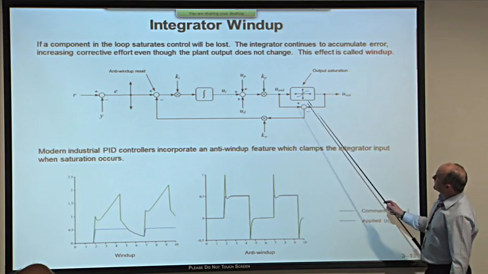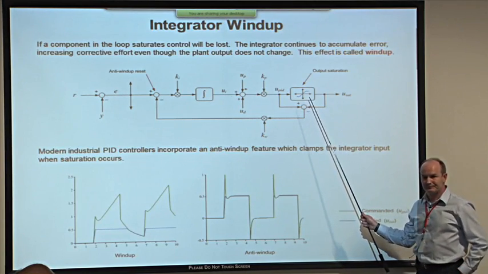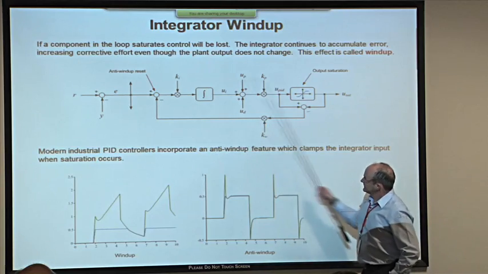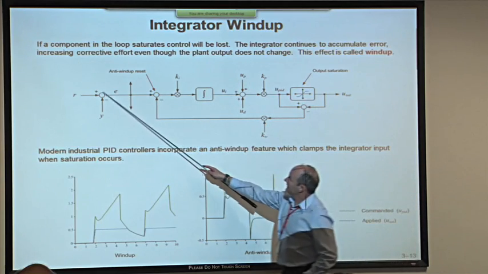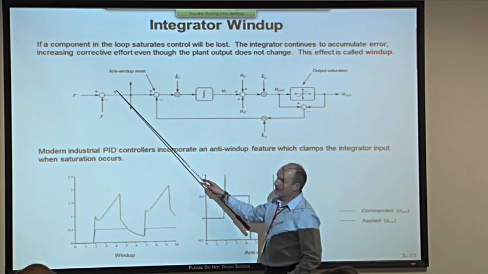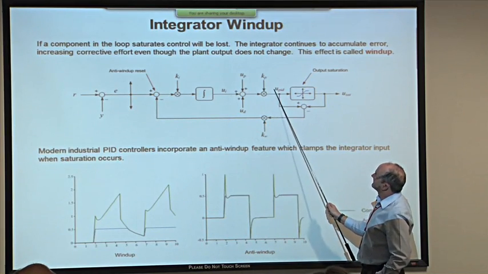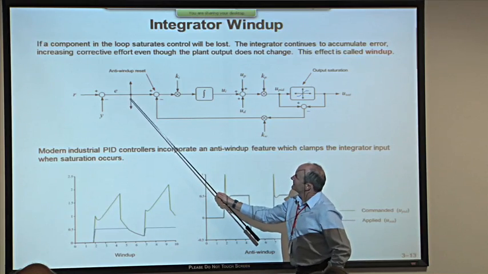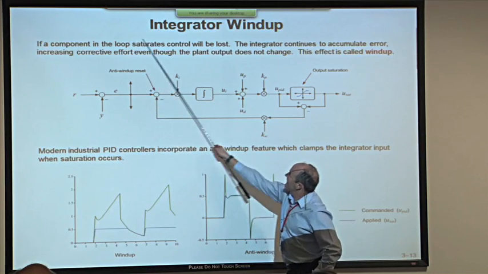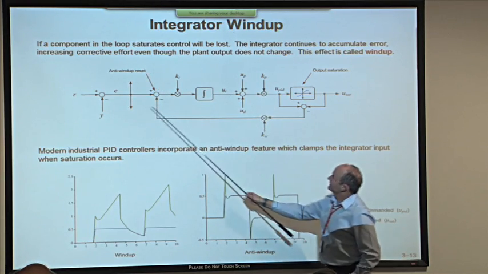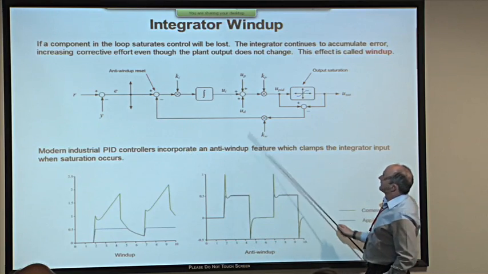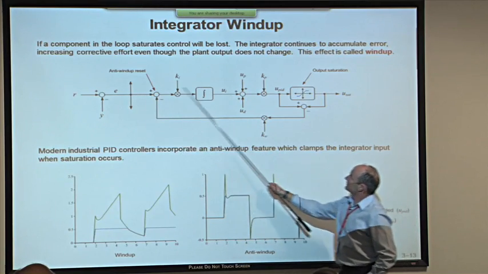Wind-up affects you when you saturate part of the loop, because this shows you the controller. So here's the error, the summing junction, here's the error, and so the controller is from here to here. Here's the controller. So the proportional path goes up here, around and down. The derivative path goes down here, around and up. This is just the integral path.